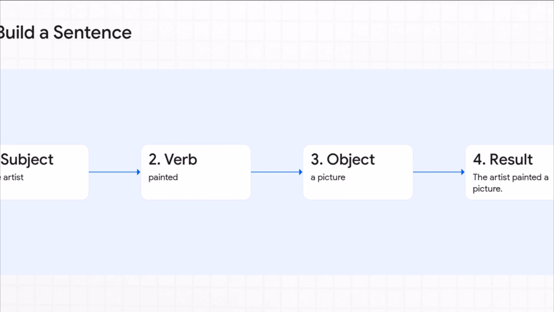Step 2. Choose a verb, an action. How about painted? And finally, step 3. Choose an object, a receiver. Let's go with a picture. You put them all together, and what do you get? The artist painted a picture. Just like that. A perfect, crystal clear sentence.